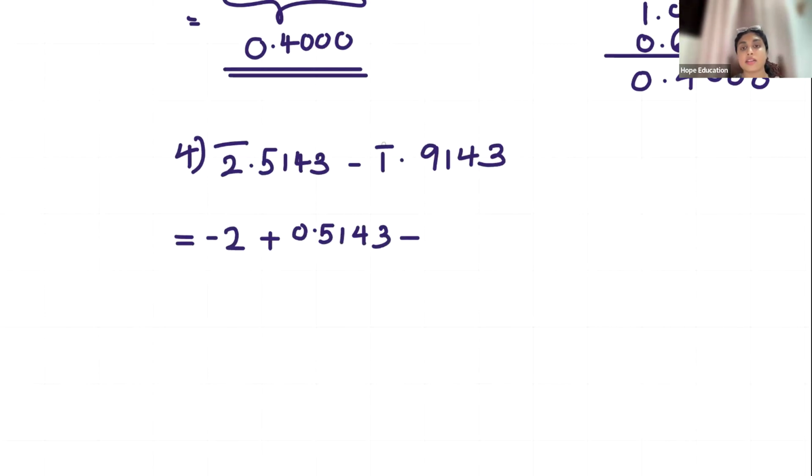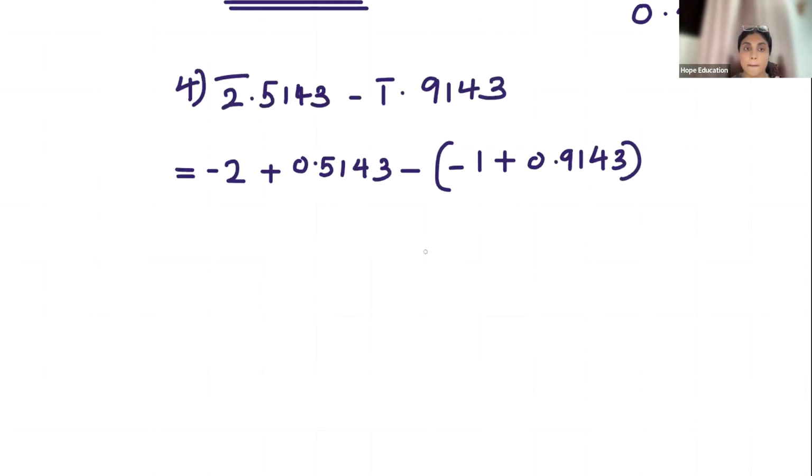Then මම මෙයාගේ characteristic and mantissa separate කරනවා. Characteristic is bar 1, which is minus 1. Mantissa is 0.9143. Now I simplify the bracket. Minus 2 plus 0.5143. Minus times minus is plus 1. Minus times plus is minus 0.9143.